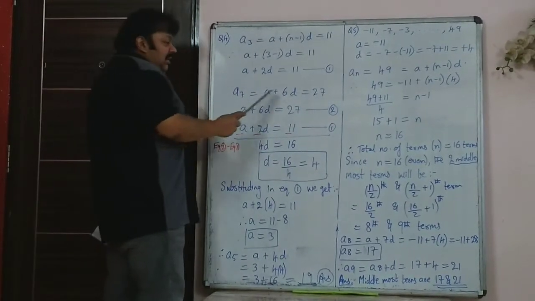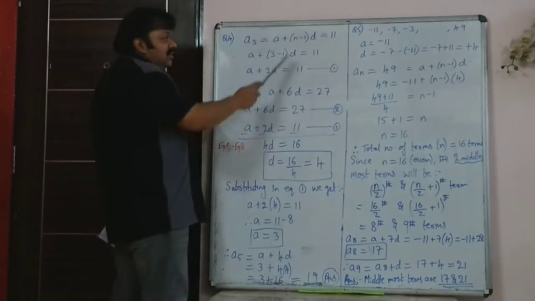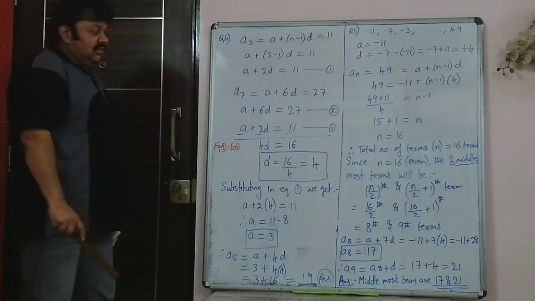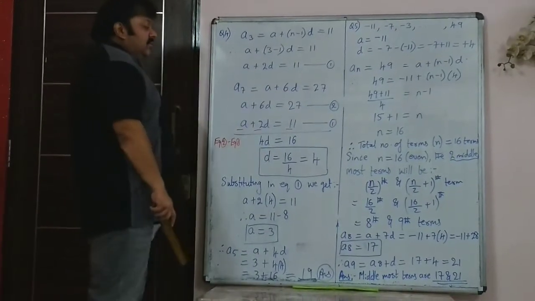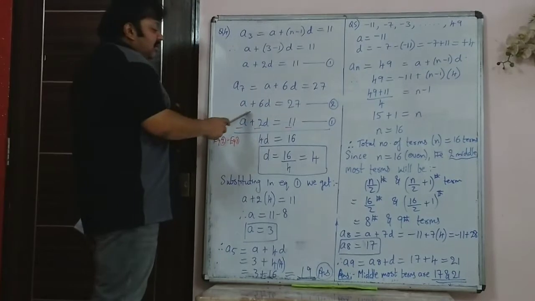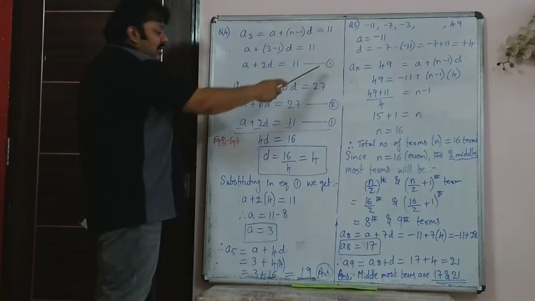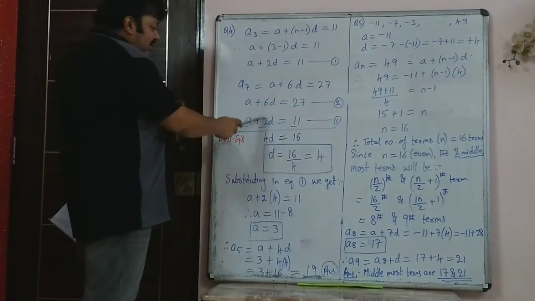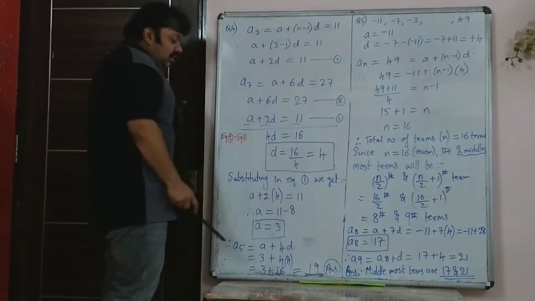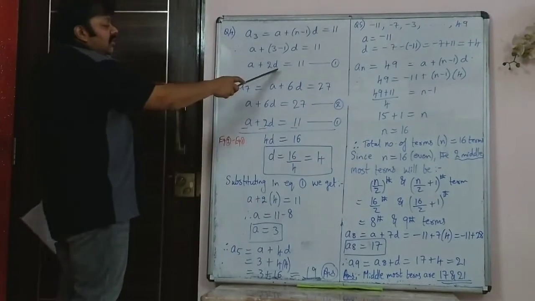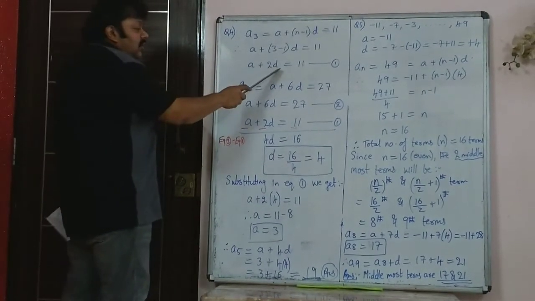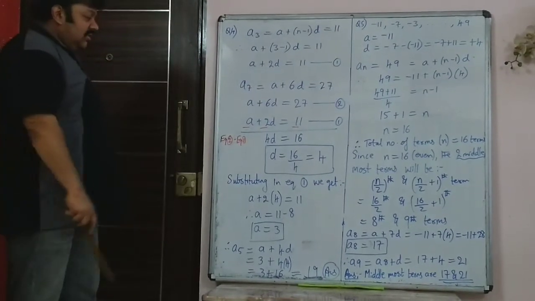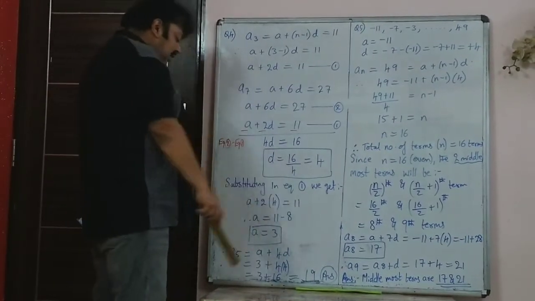Same way, A7 is 27, which means a plus 6d. N minus 1, here n is 7. So n minus 1 will be 6. So a plus 6d is 27. So now you have this equation, a plus 6d is 27 and a plus 2d is 11. So when you solve these two equations, you will get 4d is 16 or d is 4. Now once you have found d, you can substitute here a plus 2 into 4, that is 8, is equal to 11. So a is 11 minus 8, which is 3. So a is equal to 3.